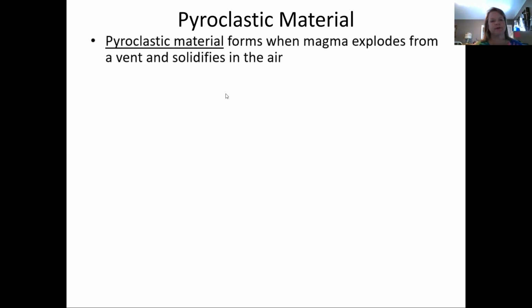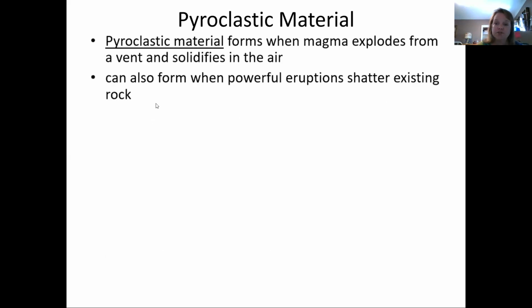Basically, pyroclastic material is formed when magma explodes from a vent and solidifies in the air. That is one main source. That's probably the greatest source. But also with really powerful eruptions, existing rock, maybe it's that plug that's plugging up the vent. The reason that we had an explosive eruption to begin with is that all that pressure was building up and that plug was holding it in there like a cork that you've really smashed down into a bottle. If you really smash it down in there, it takes a lot more force to get it out.